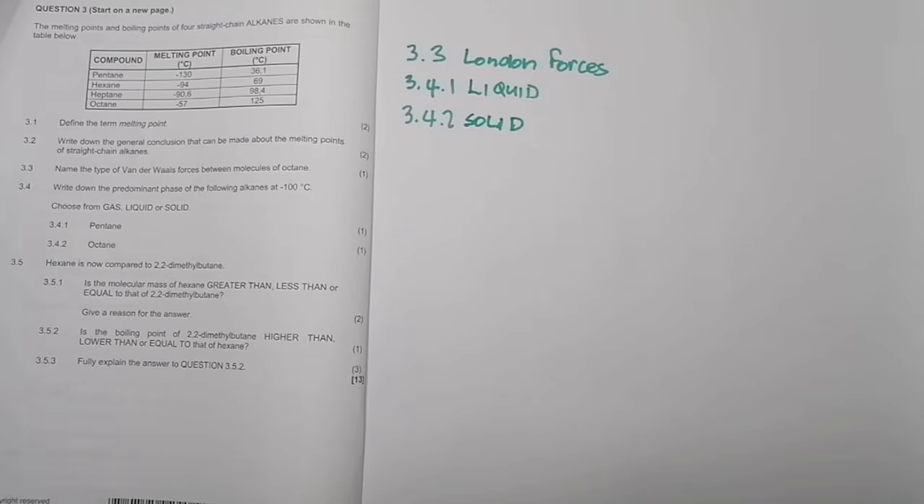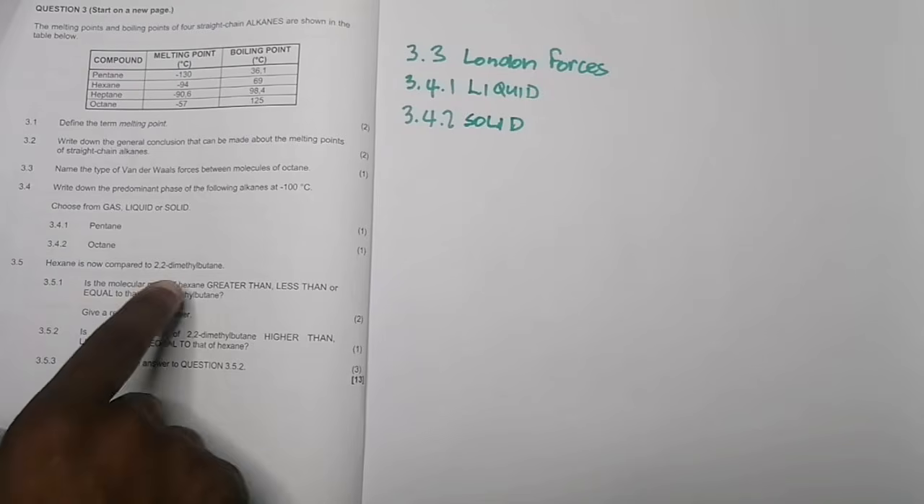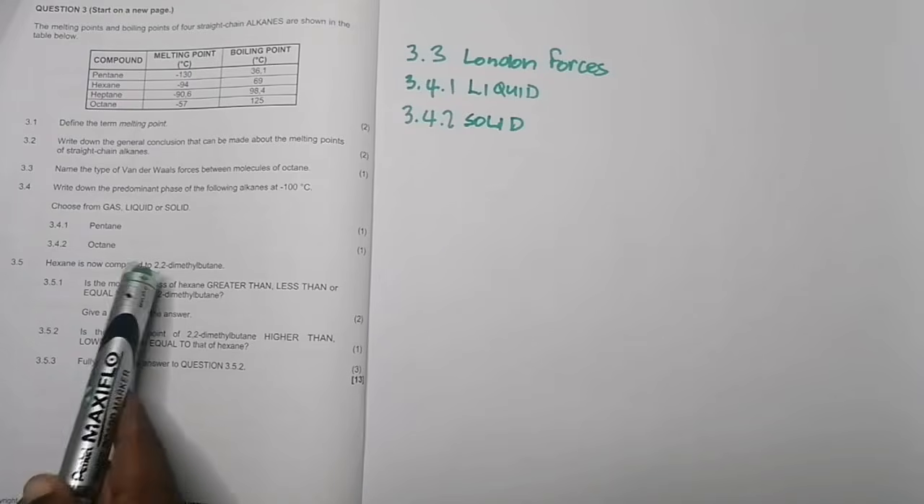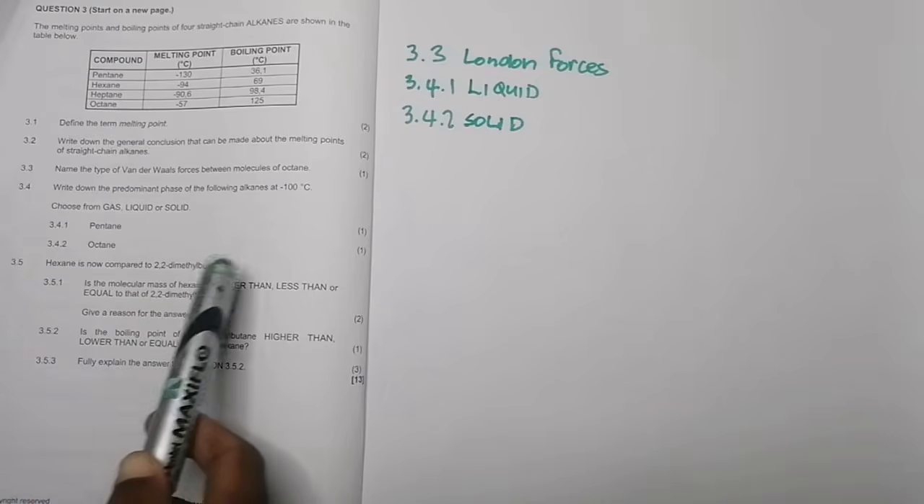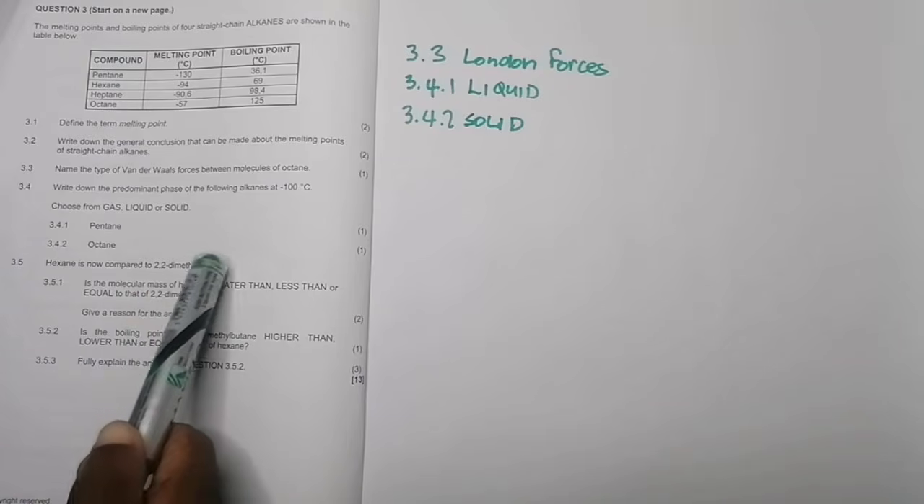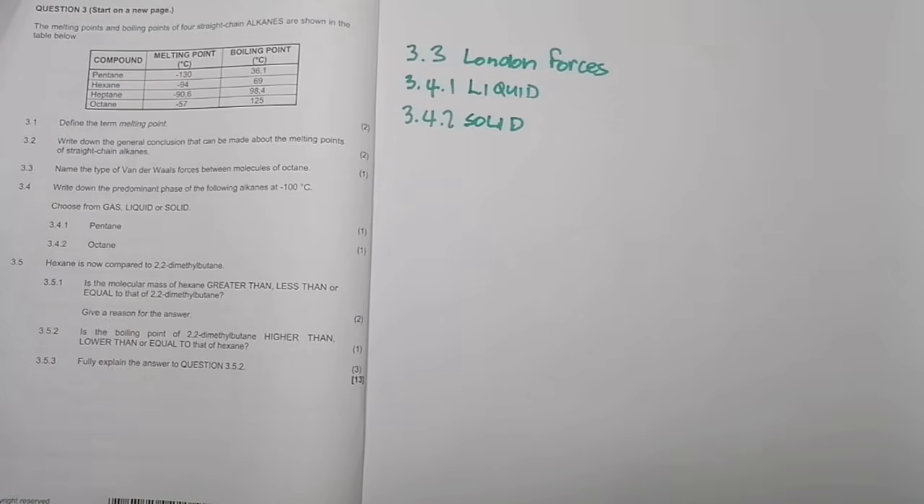So they say hexane is now compared to 2,2-dimethyl butane. If you note, hexane has 6 carbons, but so does 2,2-dimethyl butane. The only difference is that this one has branches, those side chains, isn't it? So it would be more spherical in shape, whereas this one would be more linear, right?